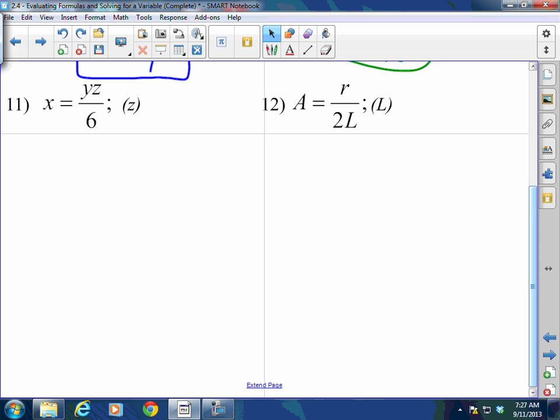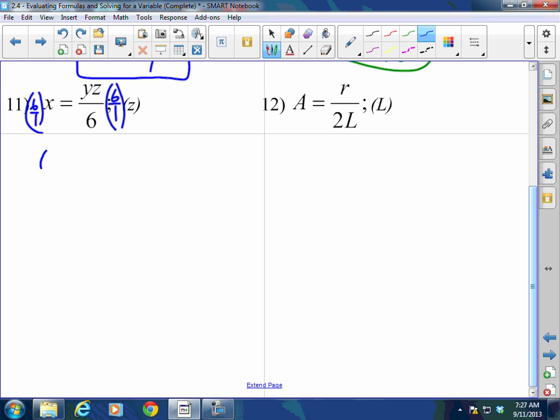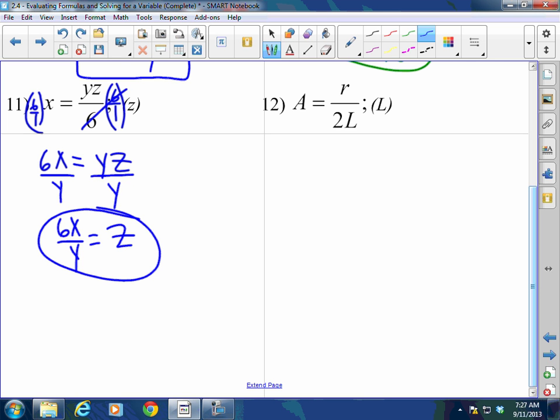I got x equals yz divided by 6. I want to solve for z. Okay, I've got to get rid of this 6 here in the denominator, so I'm going to multiply by its reciprocal, which is 6 over 1, to both sides. So I've got 6x equals, 6 is canceled, yz. Z is being multiplied to y, so I'm going to get rid of this y by dividing by y on both sides. 6x over y equals z. Done. Solved for z.